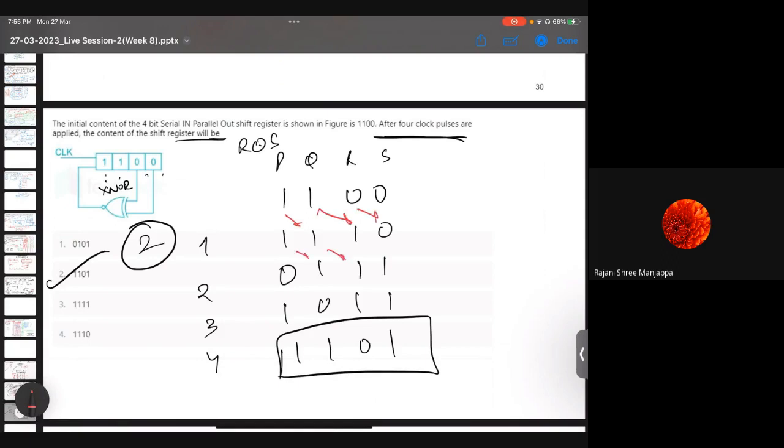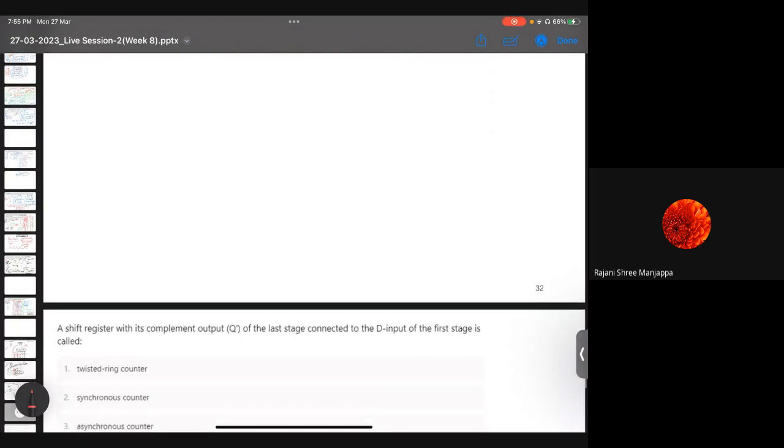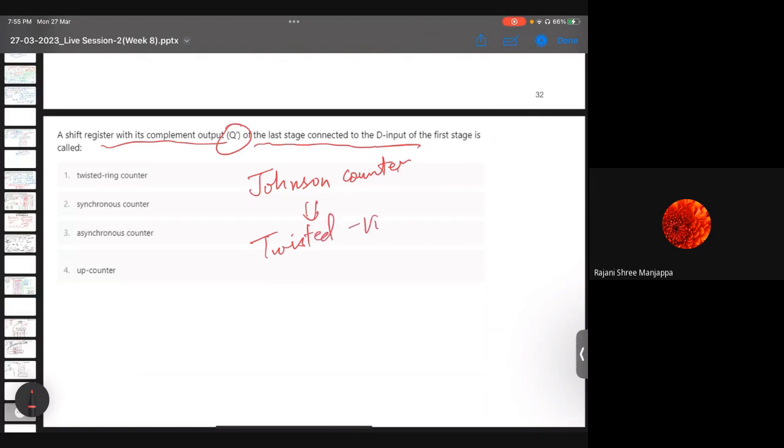So these are quick questions which you need to do. If you have any more query, there is one more question. It says a shift register with its complement Q bar at the last state connected to the D input. So we have read it. It is a Johnson counter. A Johnson counter is also known as a twisted ring counter. So it is one.